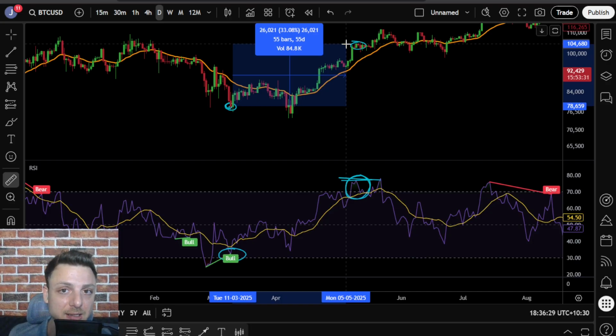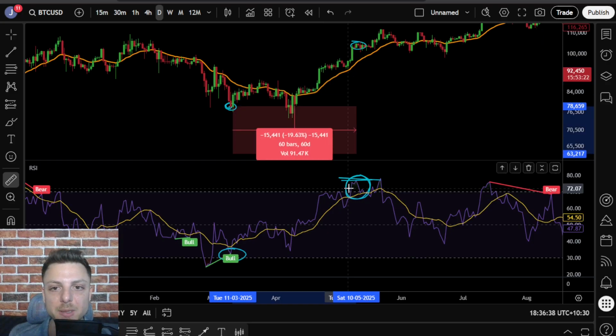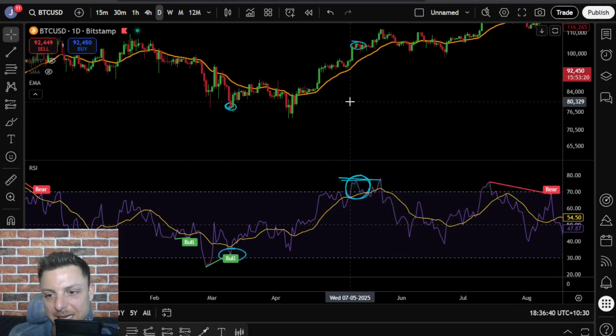So it's such an effective strategy to use because we don't need to call the exact bottom, but we're waiting for that trend shift. And then we wait for a top in the market and we nearly perfectly get a top.